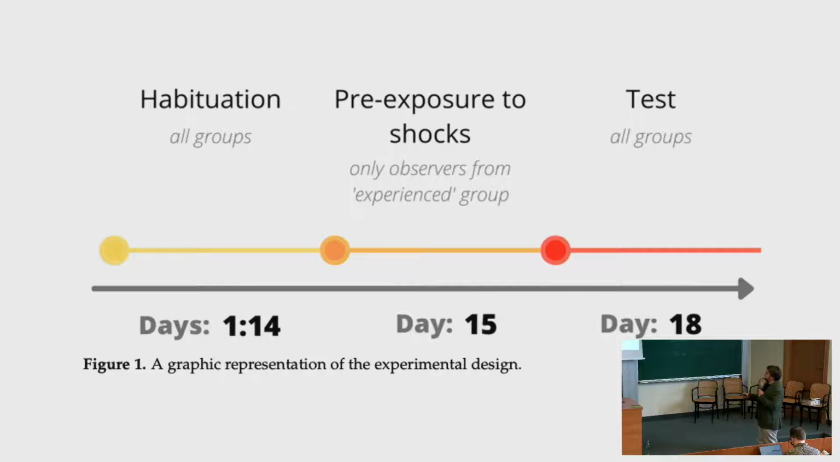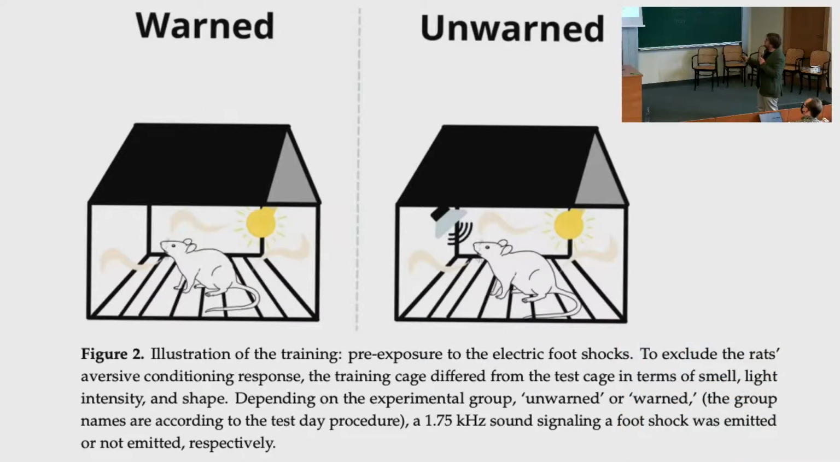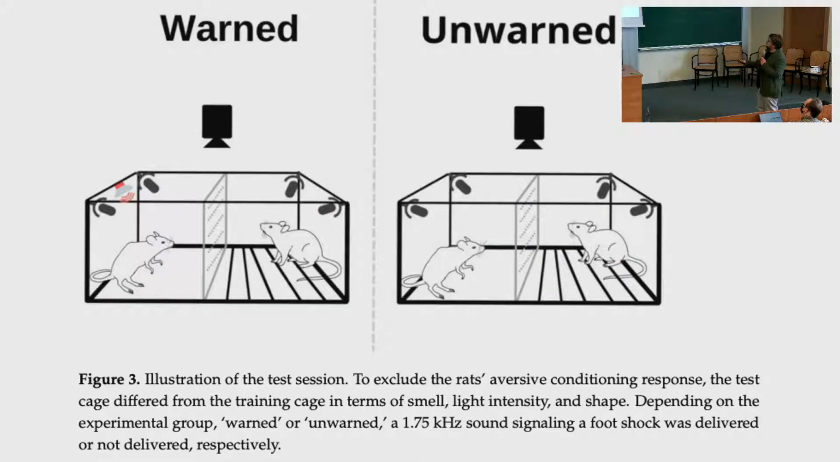Here we've got a pipeline: habituation, pre-exposure to the shocks only in the experienced observers, and test. We've got the warned and unwarned groups. It looks like this in the test. We've got the demonstrator and the observer. In the warned group, we've got a signal, a 1.75 kilohertz sound signaling before the foot shock. So this animal, the demonstrator, got the foot shock, and the other one is observing what is happening.